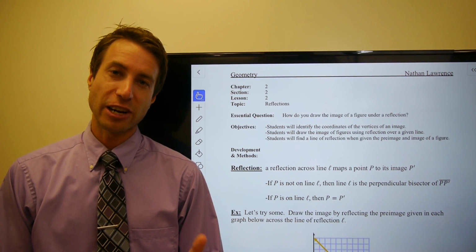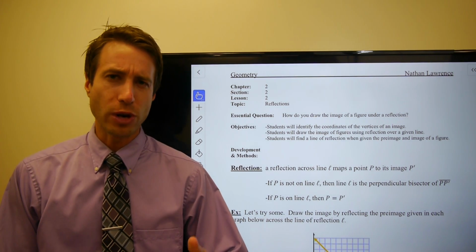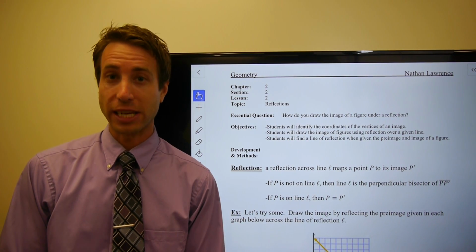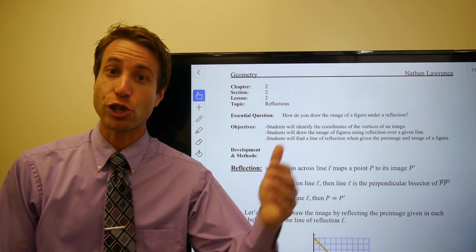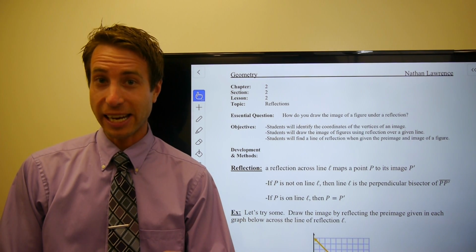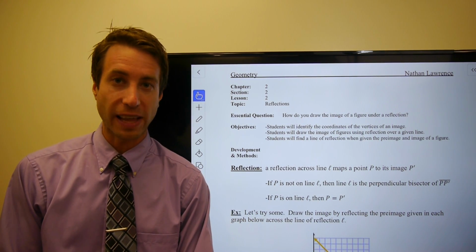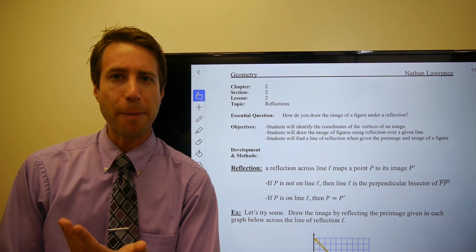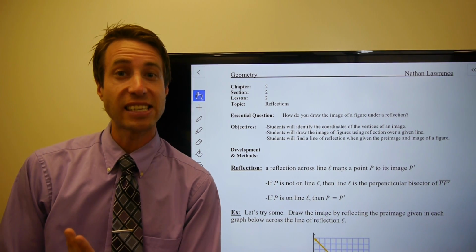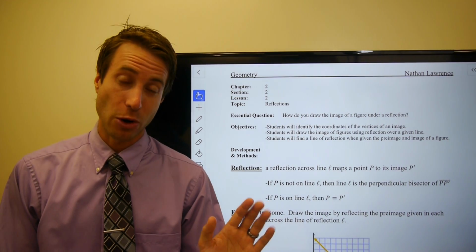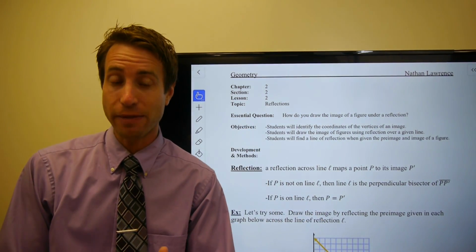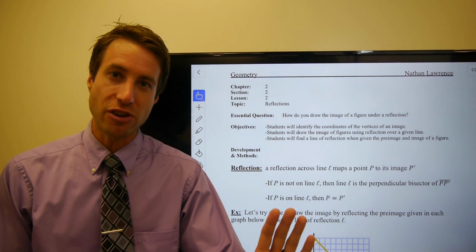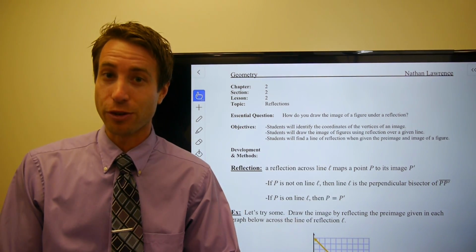What we're doing as we make our way through this chapter is we're going to begin to take a look at transformations. In the previous section, we looked at a translation, a change in position. In this section, we're going to take a look at a reflection, almost like what would happen if an object were to look at itself in a mirror. As we reflect an object across a line of reflection, we get the mirror image of that object on the other side of the line.